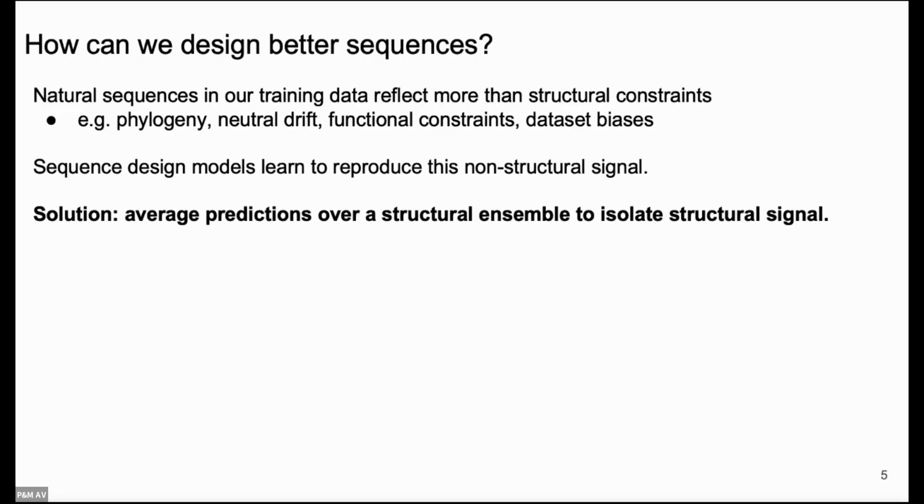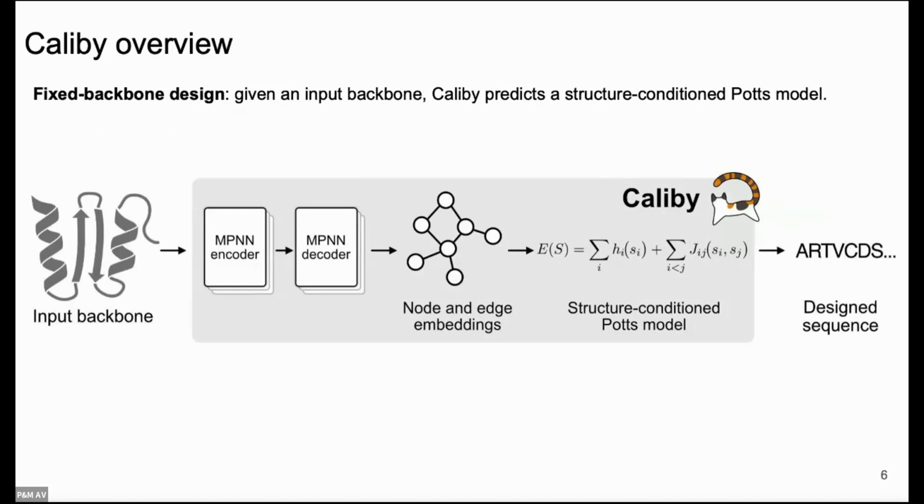To fix this, we propose that you can average predictions over a structural ensemble, and in this way you can isolate structural signal during sequence design. Hopefully this intuition helps in understanding why we designed Caliby the way we did.